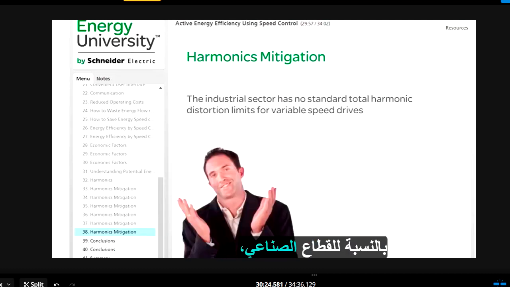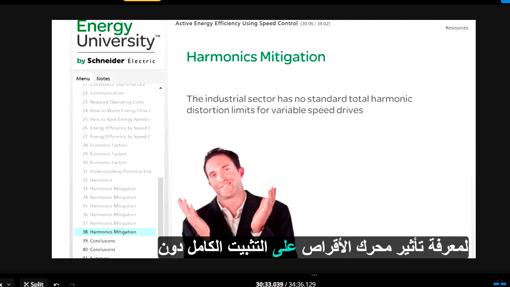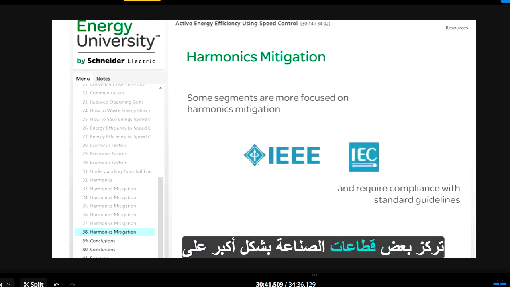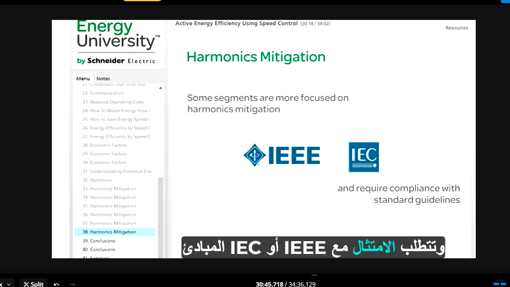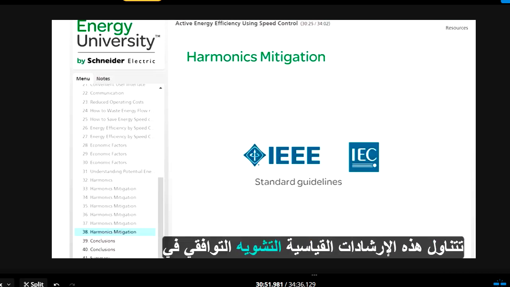For the industrial sector, there are no standard total harmonic distortion limits for variable speed drives because it is not possible to know the impact a drive will have on the complete installation without knowing many other things such as the architecture, the loads, and so on. However, some industry segments are more focused on harmonics mitigation than others and require compliance with IEEE or IEC standard guidelines. These standard guidelines address the harmonic distortion at distribution system level.